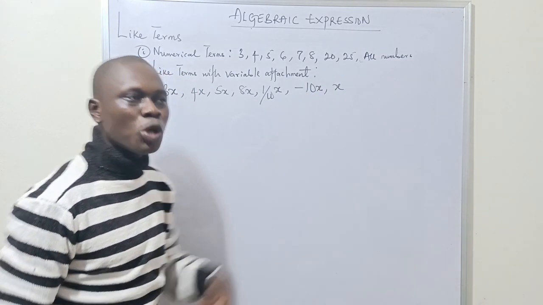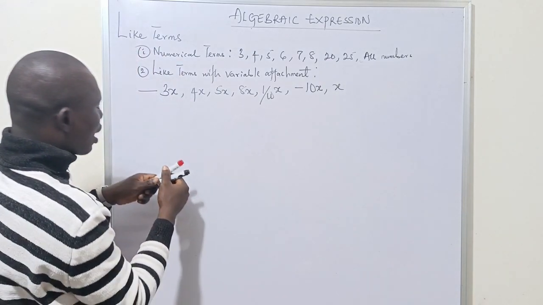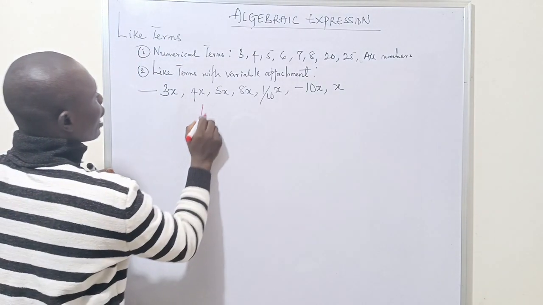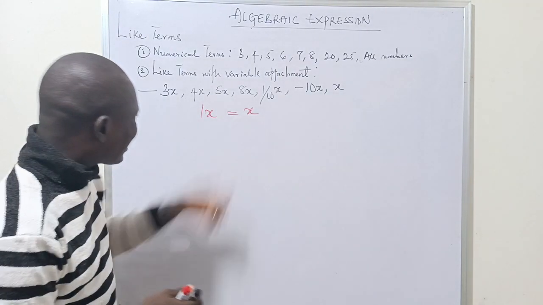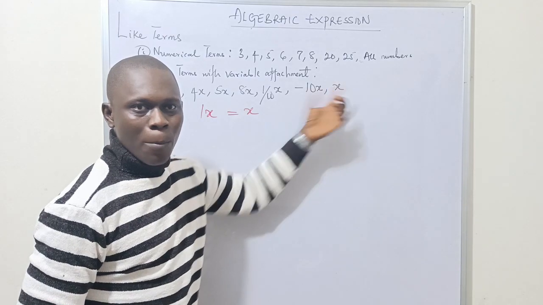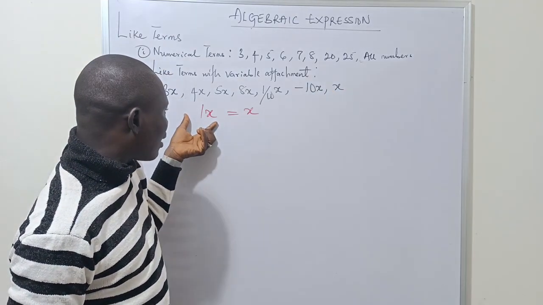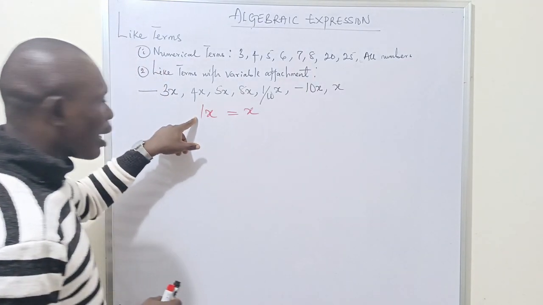Now in mathematics, when you have a situation whereby your answer is 1x, kindly know that your 1x here in mathematics is just the same thing as x. So it's better you put x as an answer instead of 1x, which I've just written here. Mathematically, it's better you have x instead of writing something like this.